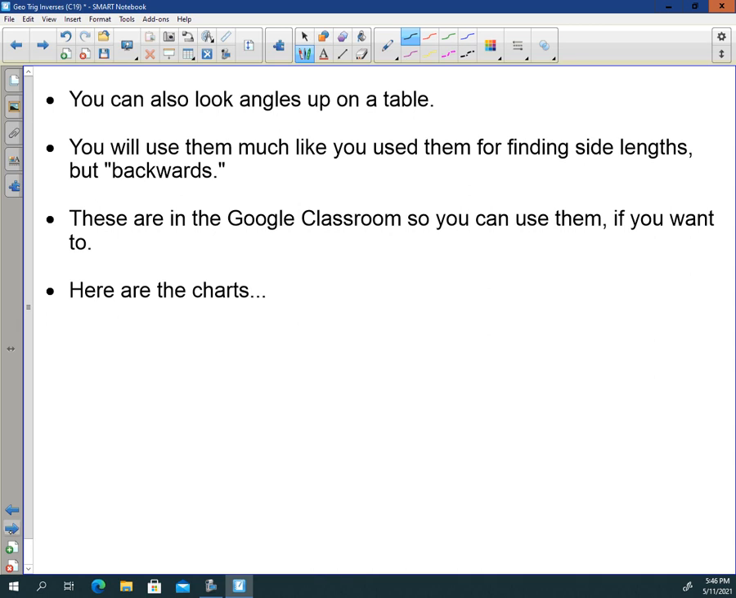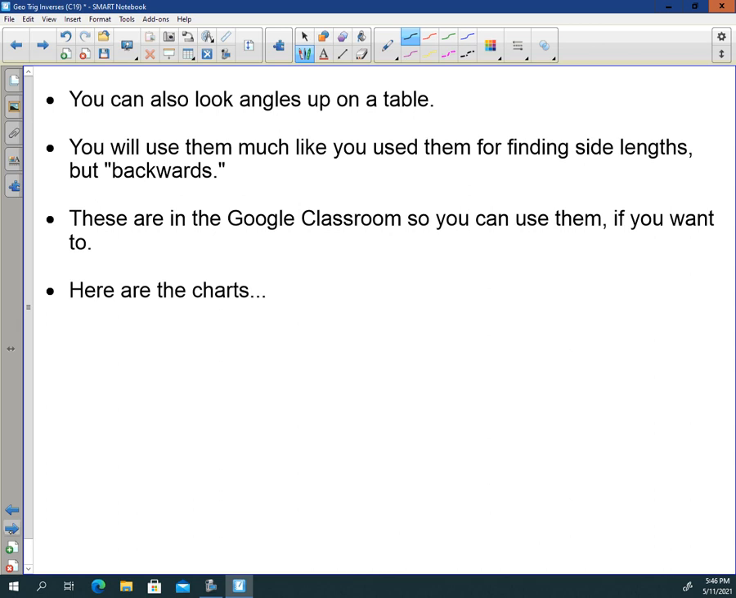But you can still look up angles on a table. Maybe you decided to just not even worry about the calculator thing, and you liked using those tables before when we were talking about trig ratios. Well, you still can, but you're going to be finding them backwards. Before you knew the angle, and then you found the sine, cosine, or tangent. Now you're going to know the sine, cosine, or tangent, and you're going to look up the angle.